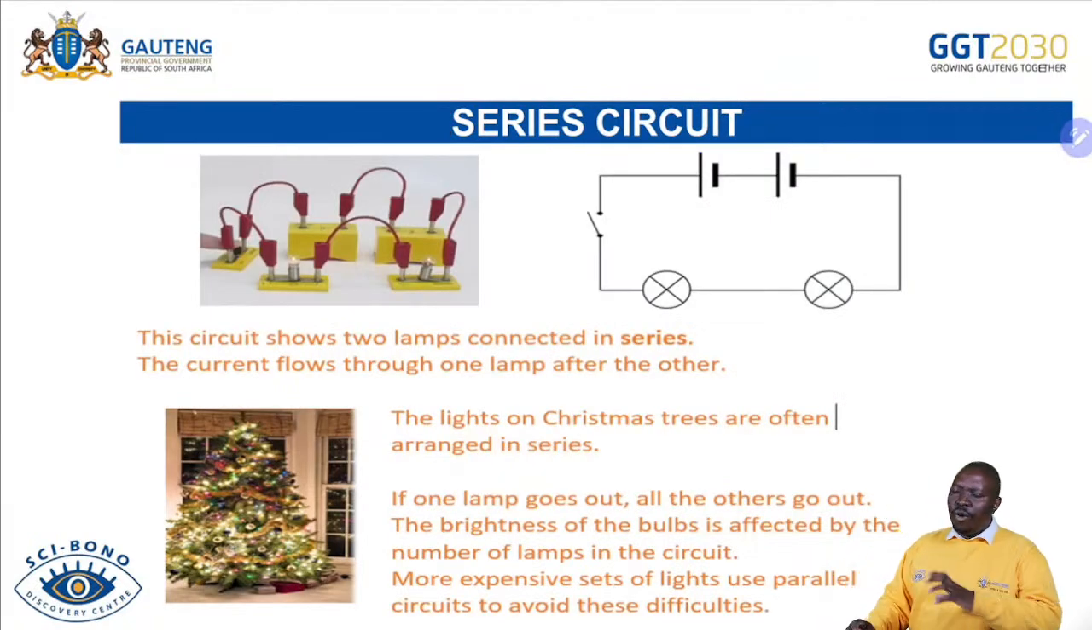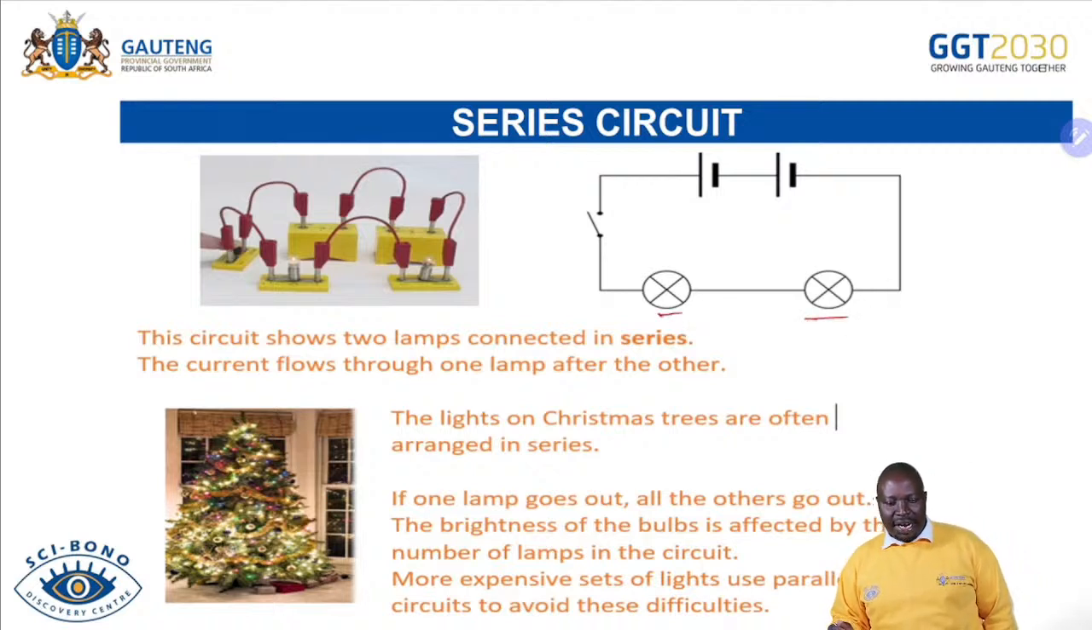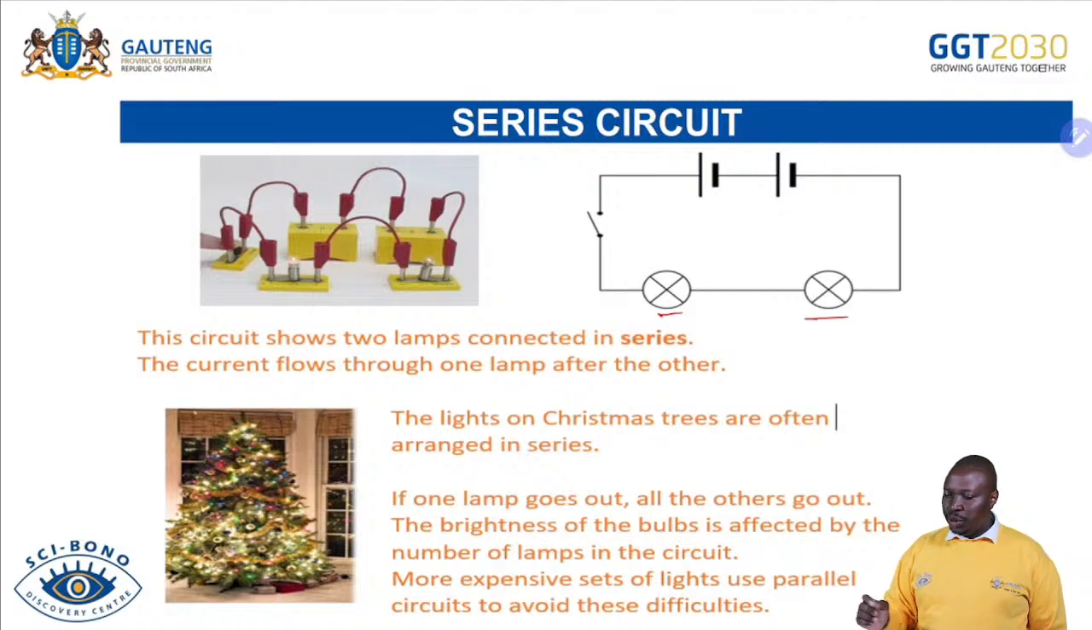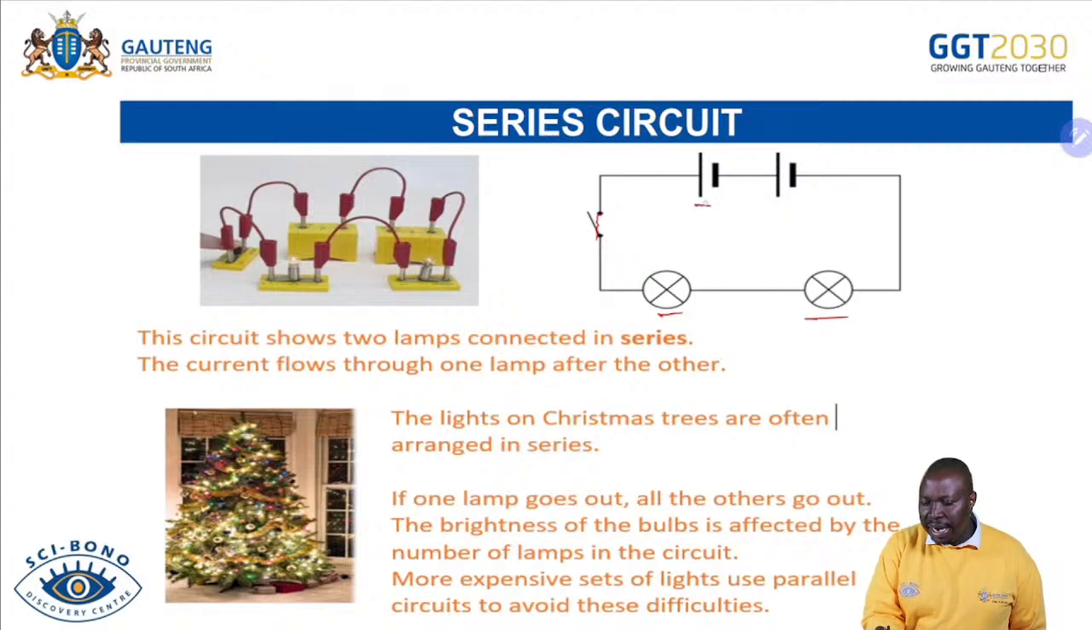Now, in real life, where do we use this series circuit? This circuit shows two lamps connected in series. You can see they're in series, one after another. The current flows through one lamp after another. Remember, the current can only flow when the switch is closed. Here, the switch is open. Hence, when we close the switch, the current will start to flow. I want us to talk and understand one another there. You can see we have that big line, which is our positive terminal, and our negative is that small one.